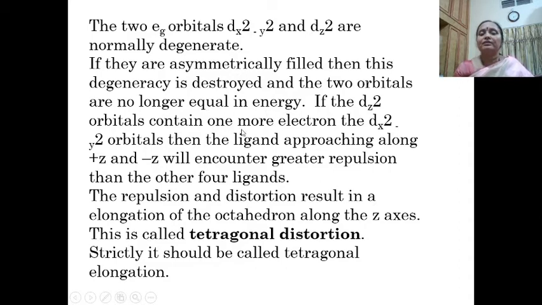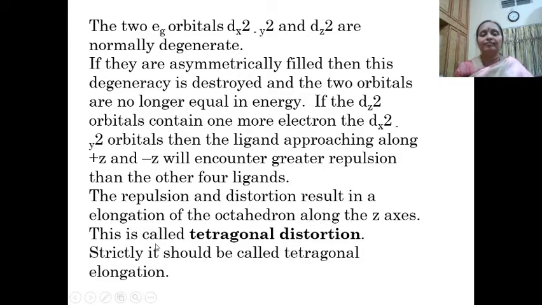If the dz² orbital contains one more electron than the dx² minus y² orbital, then the ligands approaching along the z axis, that is from plus z and minus z, will encounter greater repulsion than the four other ligands. The repulsion and the distortion result in the elongation of the octahedron along the z axis.